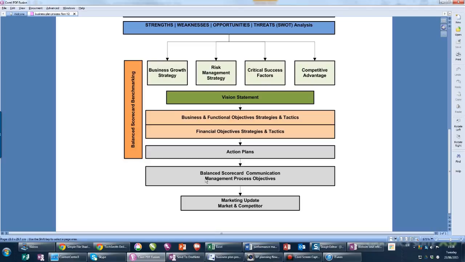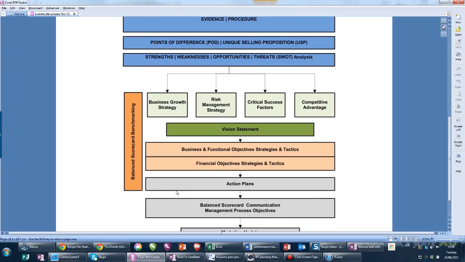process changes for them. At the very end of the business plan, the marketing situation is updated, and that's a continual cycle throughout the business planning phase, where if the market and the competitor situation changes, it may change some of the strategies and the actions that are coming from that. More on each individual part in the next video.